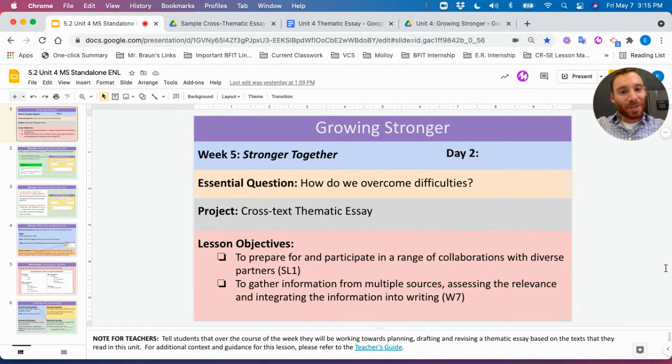Hi, everybody. Good morning. So today's the second day we're going to be working on our final week 5 project, our cross-text thematic essay, as we compile the information we've gathered from the stories we've read during this unit. During this week, we're going to start making an outline based on some of the information we put into our graphic organizer.